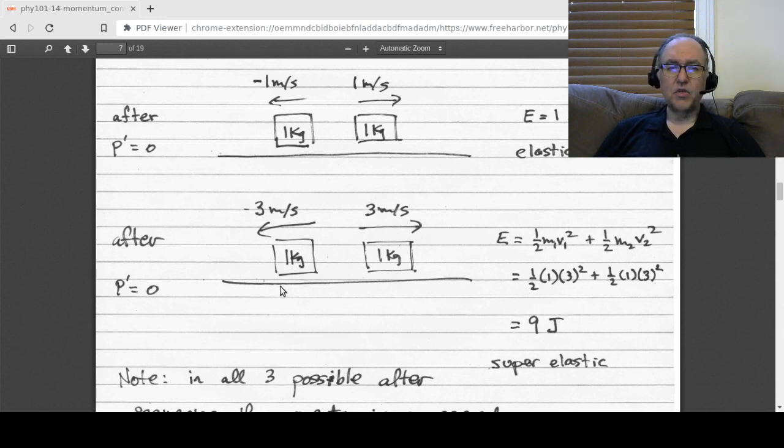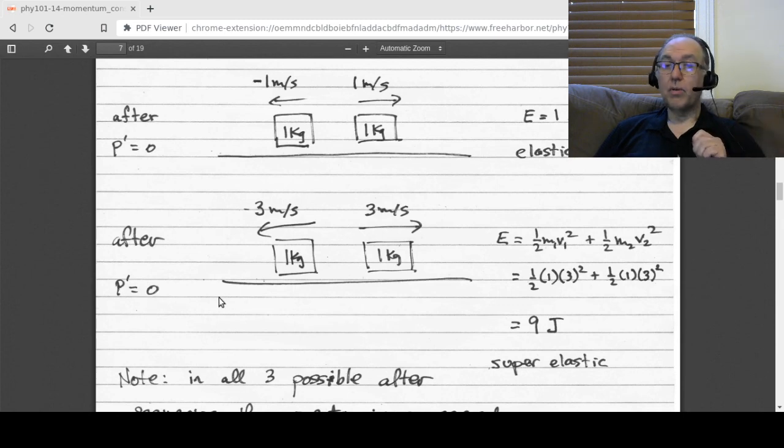Well, yeah, because if you do the momentum for this mass right here where my cursor is, it's -3 kilogram meters per second. So this one has -3 kilogram meters per second, and this one has +3 kilogram meters per second. -3 plus +3 is 0. Again, the momentum after the collision is 0, as it must be, because momentum is always conserved.